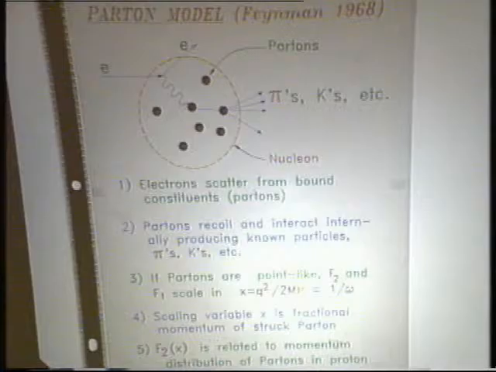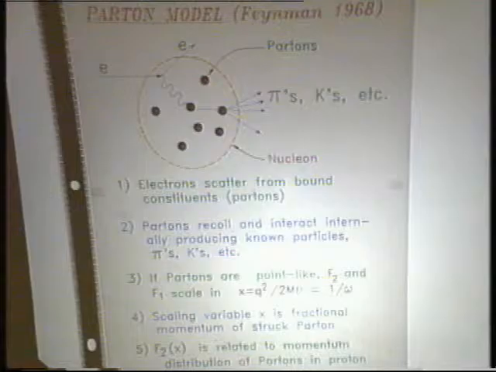So when an electron scatters off a parton carrying a fraction x, you'll get a particular x from that, and that is q squared over 2m nu. In addition to that, F2(x) is related to the momentum distribution of the partons in the proton. So there were two things that came in addition to the scaling. One was the identification of the scaling variable, and the other was the fact that one could get the momentum distribution of the partons in the nucleon by measuring F2.